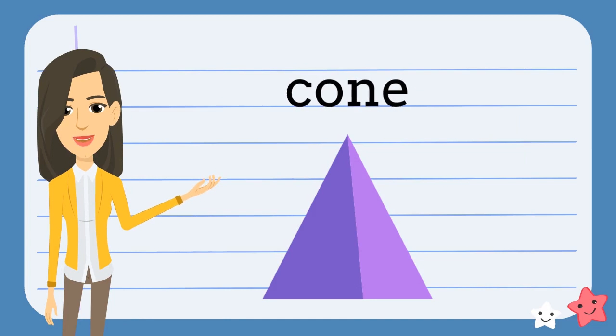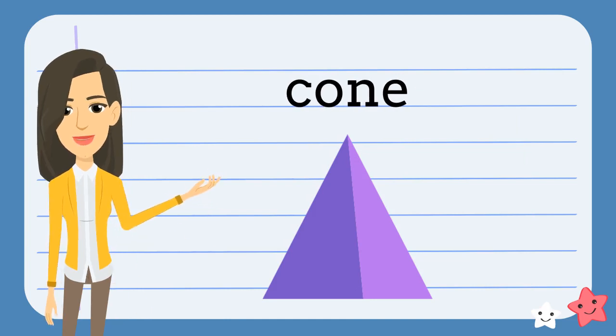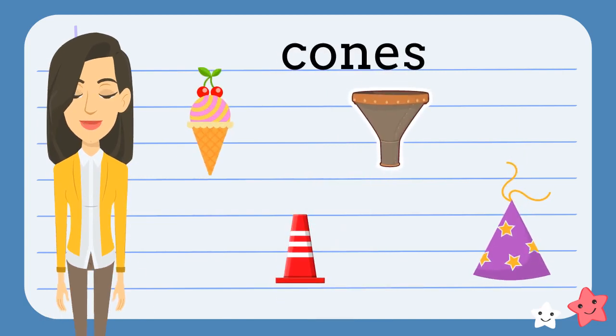A cone has 1 face at the bottom and it has 1 point at the top and a curved surface. There are many objects that are shaped like a cone. An ice cream cone, a traffic cone, a funnel, and a party hat are all shaped like a cone.